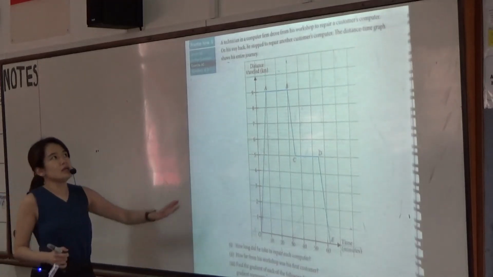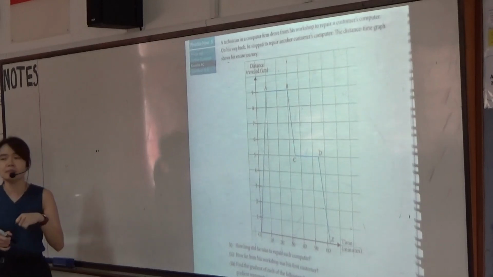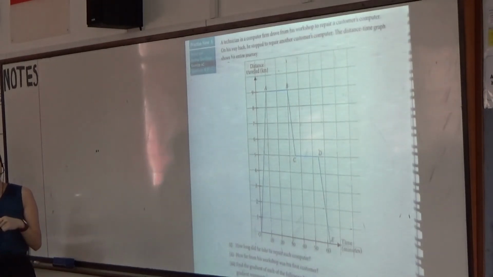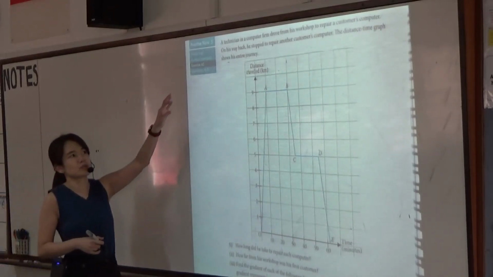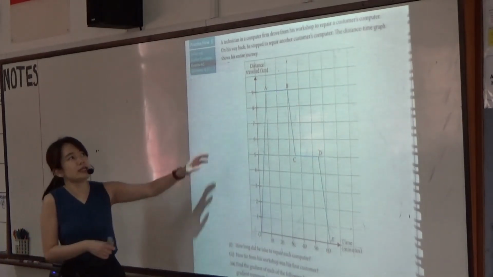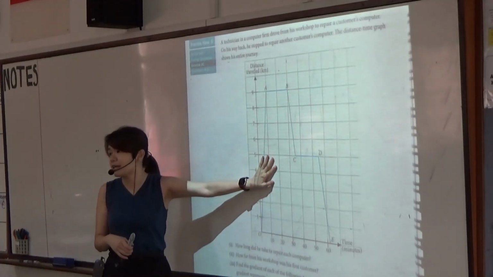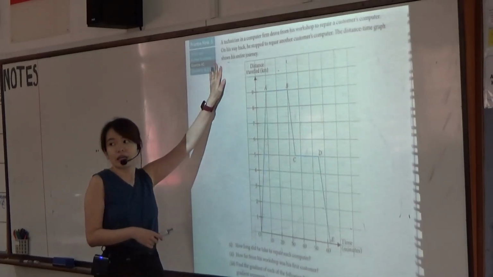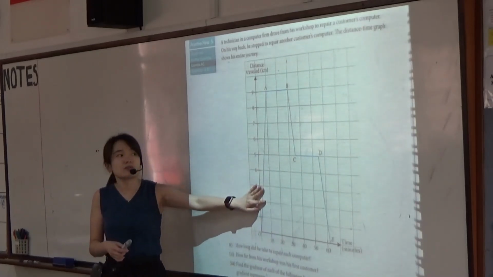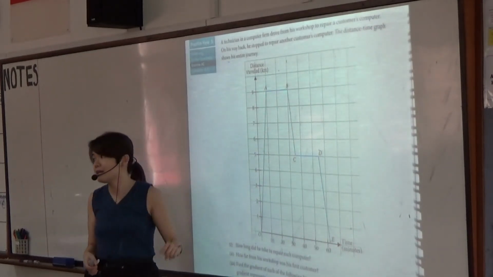Okay. So in this question, it says that a technician in a computer firm drove from his workshop to repair a customer's computer. On his way back, he stopped to repair another customer's computer. The distance time graph shows his entire journey. I'm reading the first paragraph over here. This graph is a pictorial representation of his movement. It is not a map. It is to describe the distance and the time when he travels from one place to another.